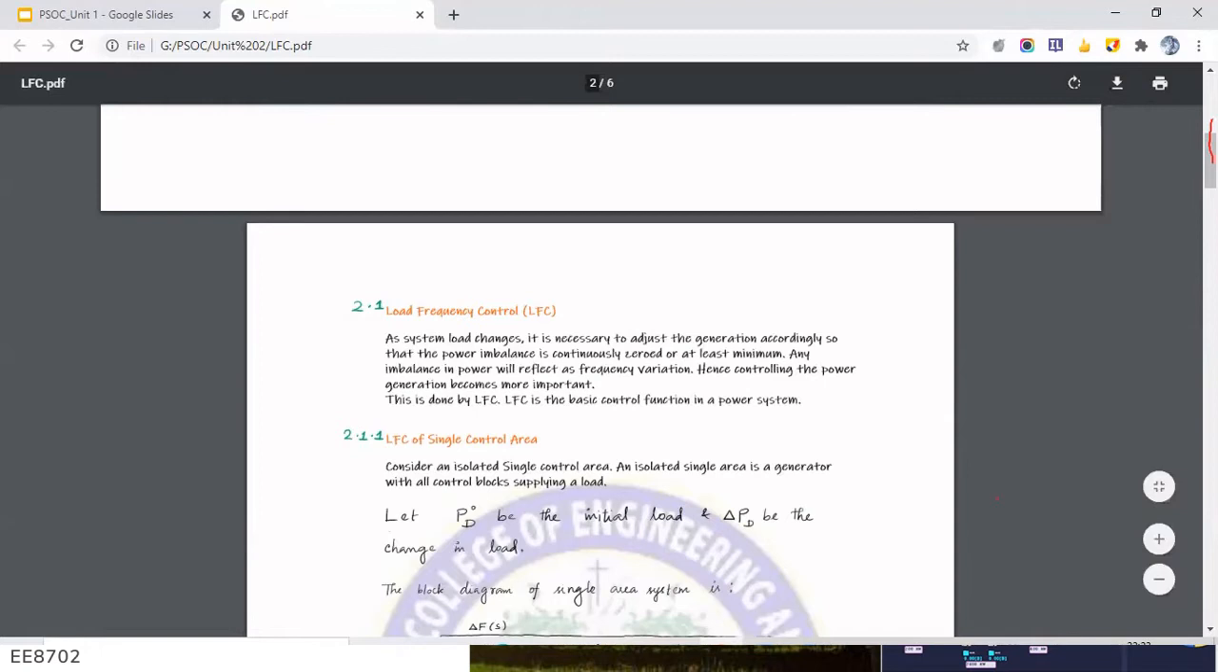So let us first consider the effect of load frequency control in a single area system. So consider an isolated single area network. An isolated single area network is said to be an isolated generator which is not connected with any other generators, and they have their own control blocks, and that is supplying an independent load.